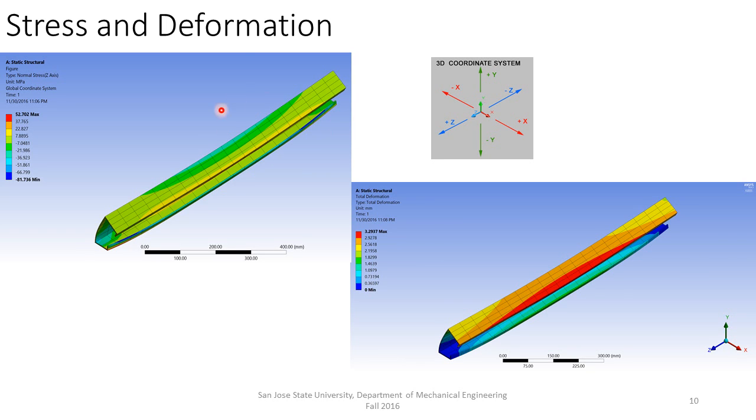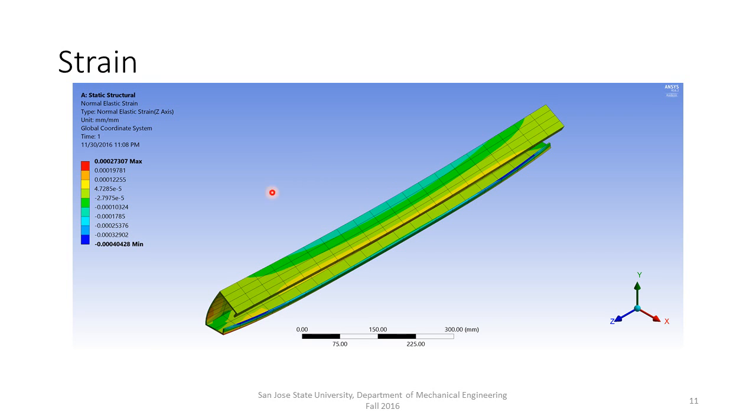Here we have the stress and deformations graphs. We have an overall value within this region. This is the total deformation. The maximum deformation is along this region. Here we have the graph of strain along the z-axis. The overall values are within this color gradient.